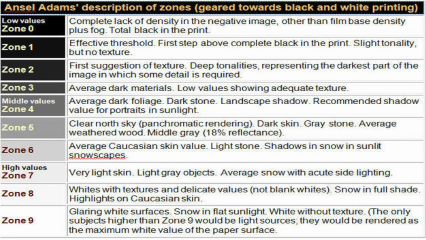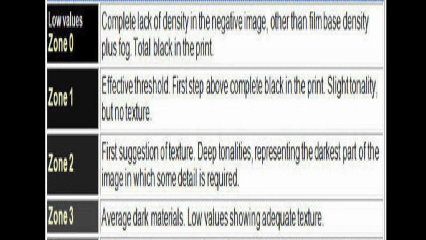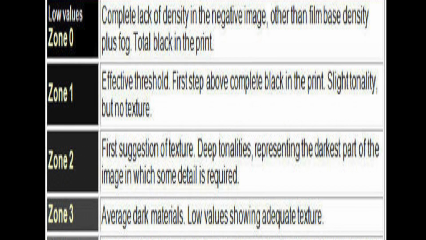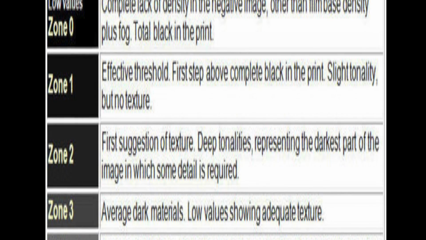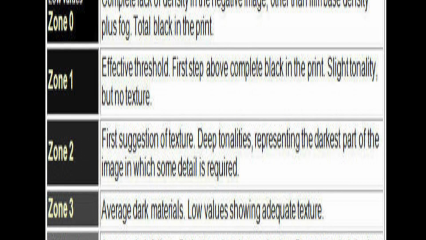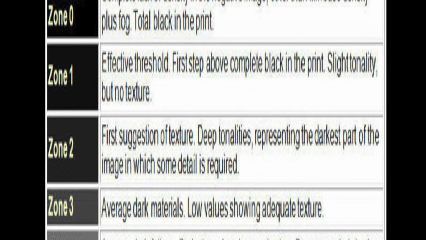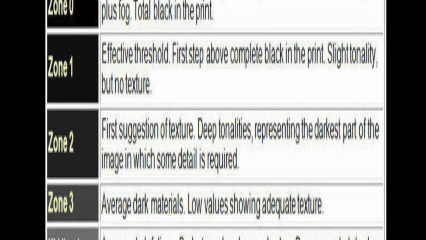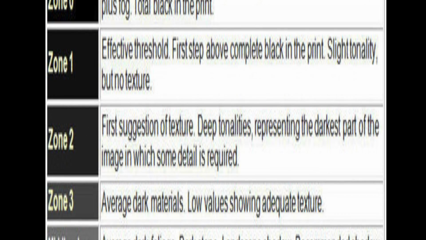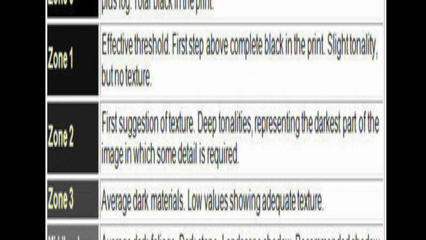First, the four low zones. Zone 0, which was total black. Zone 1, which was black in print with slight tonality but no texture. Zone 2, which was black with slight detail. And Zone 3, dark materials with adequate detail.